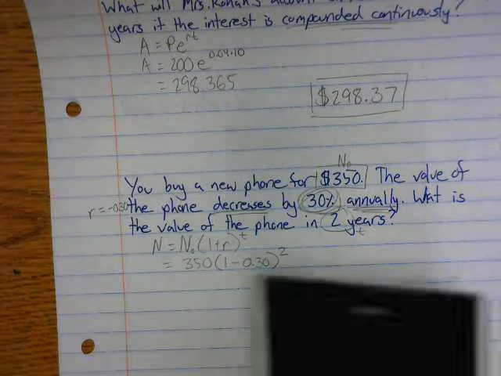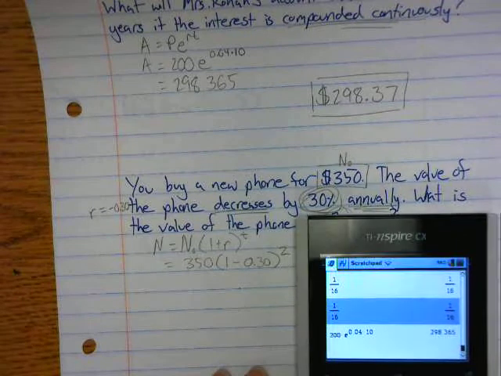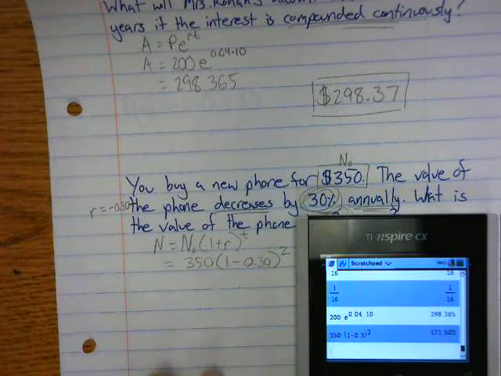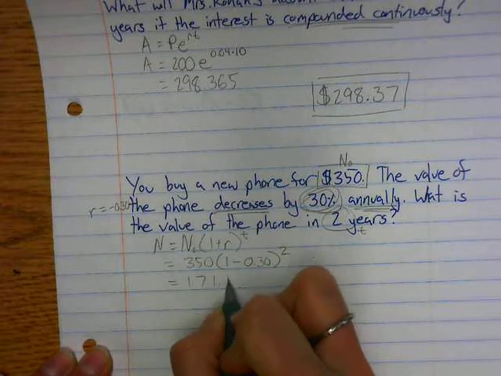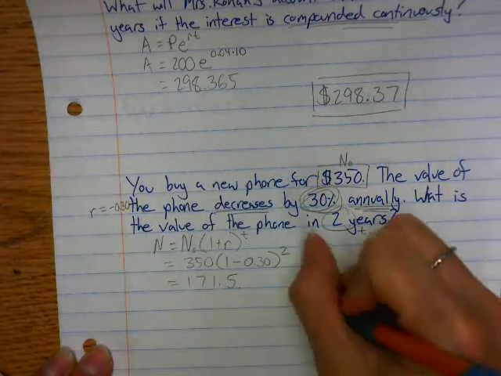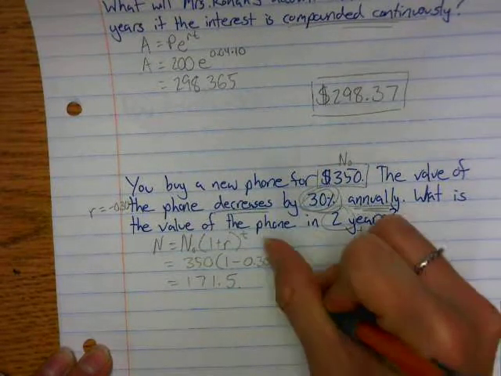Let's take a look at what we get when we do that. 350 times 1 minus 0.30 to the power of 2. And we end up with 171.5 exactly. So since we're talking about money, $171.50.